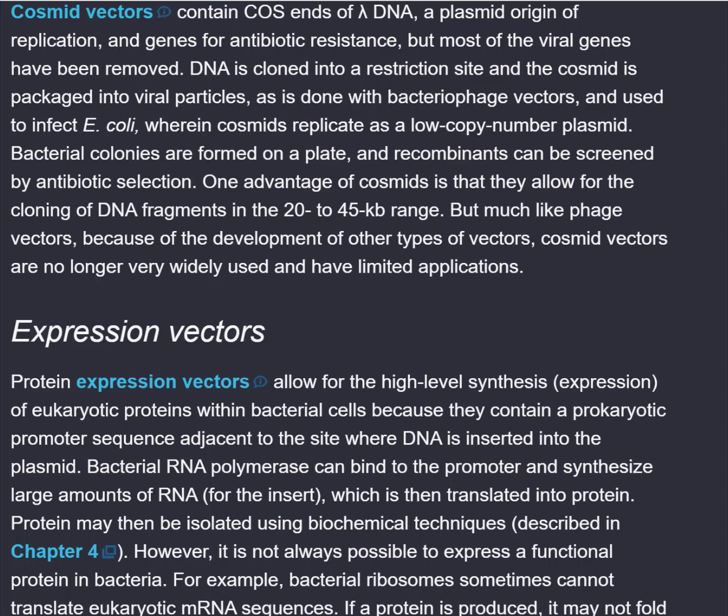One advantage of cosmids is that they allow for the cloning of DNA fragments in the 20 to 45 kb range. But much like phage vectors, because of the development of other types of vectors, cosmid vectors are no longer very widely used and have limited applications.